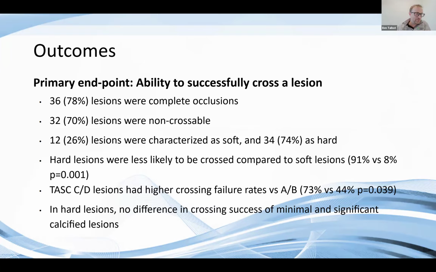And importantly, out of our hard lesions, the minimally calcified hard lesions behaved just as poorly as the heavily calcified lesions, suggesting that a collagen-rich plaque may be an under-recognized contributor to crossing failure.